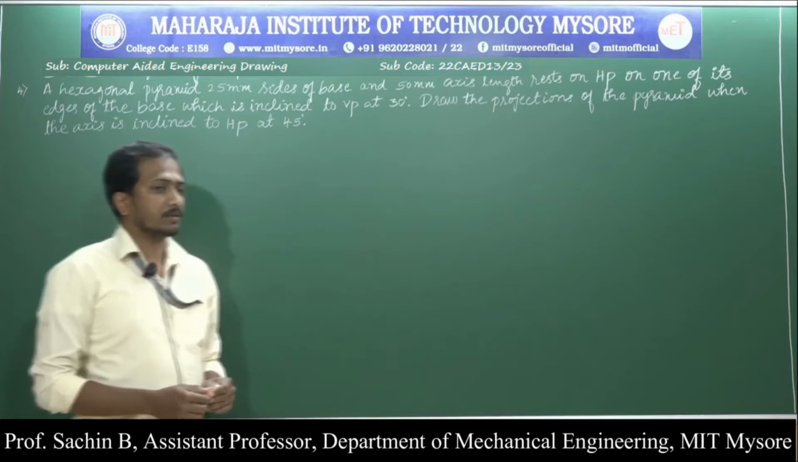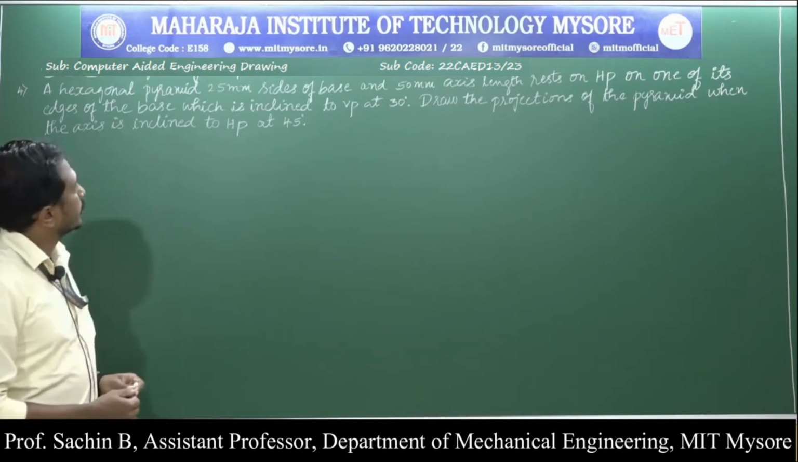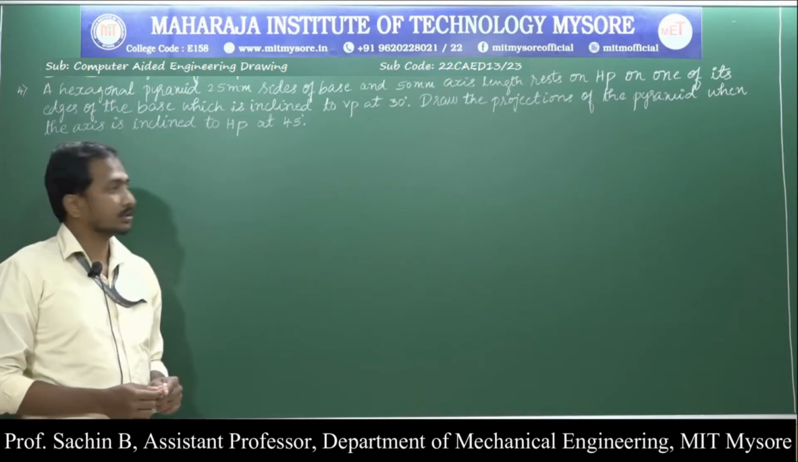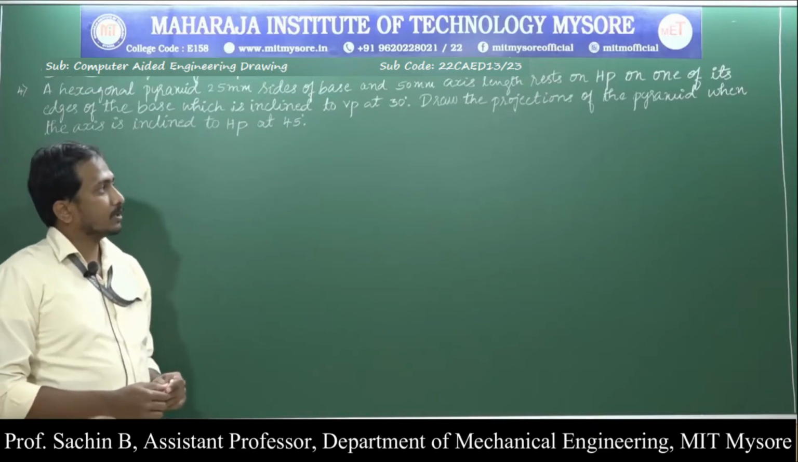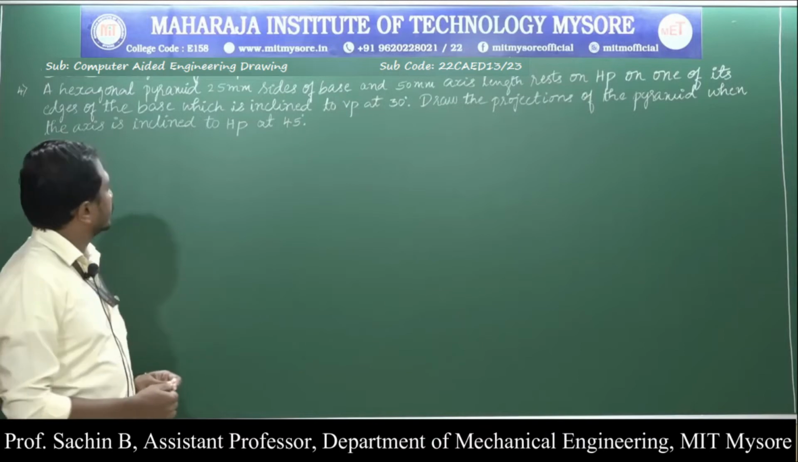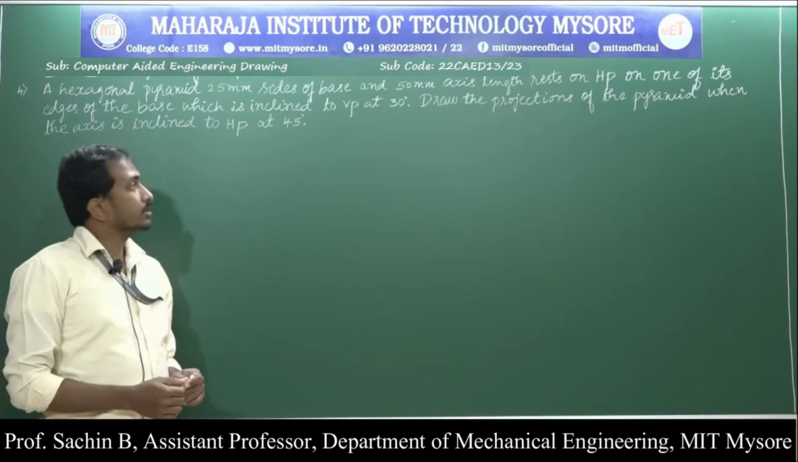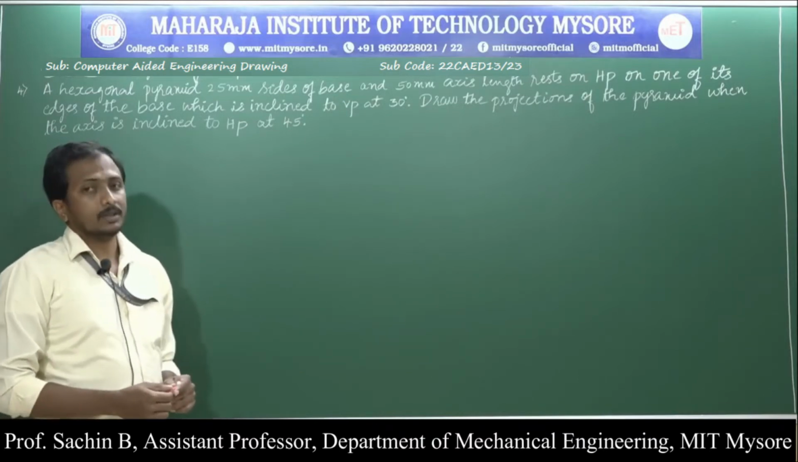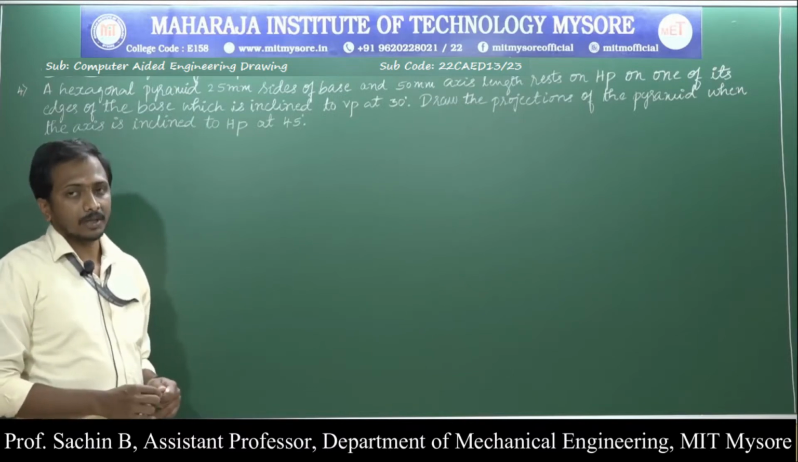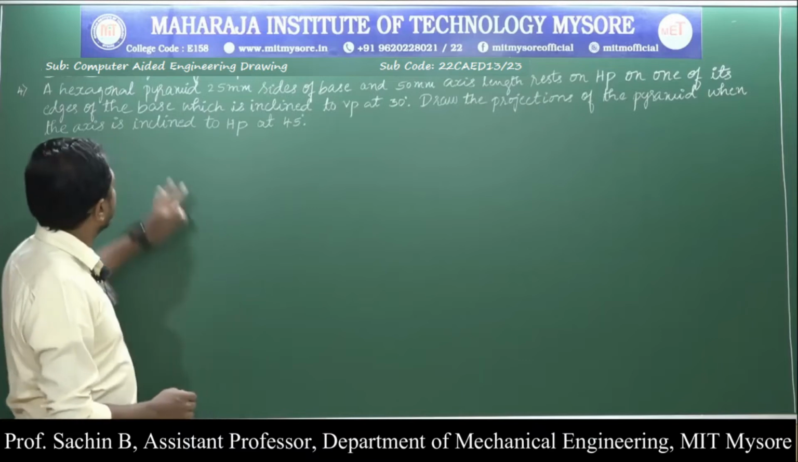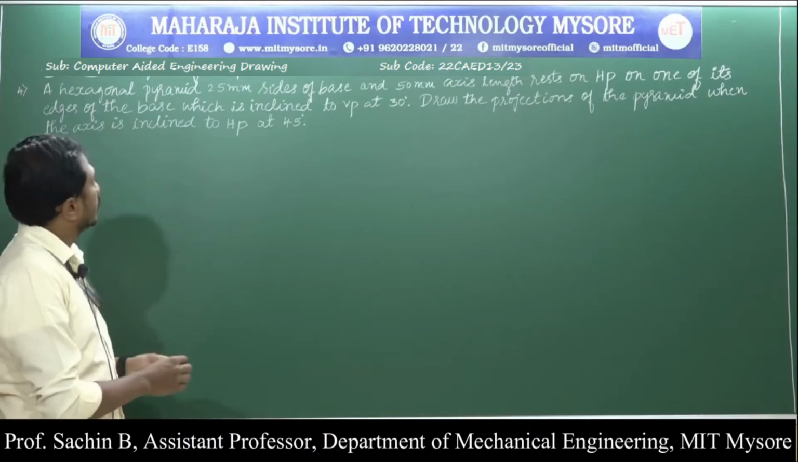First I am going to read the question. A hexagonal pyramid, 25 mm sides of base and 50 mm axis length, rests on HP on one of its edges of the base, which is inclined to VP at 30 degrees. This problem is purely an edge condition problem.